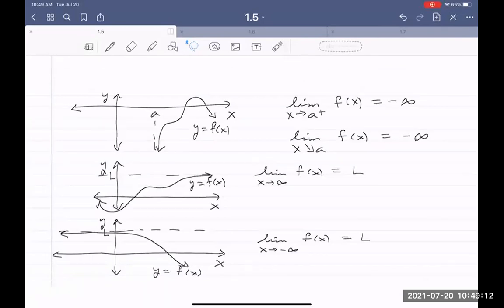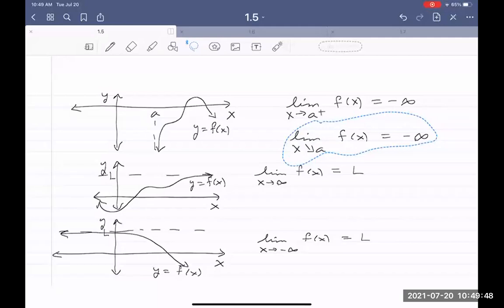And you can do it from the other end. Suppose that as x approaches A, you keep getting smaller and smaller and smaller. And so we say that the limit as x approaches A from the right side of f of x is equal to negative infinity, or we use the following notation. The limit as x decreases to A of f of x is equal to negative infinity.